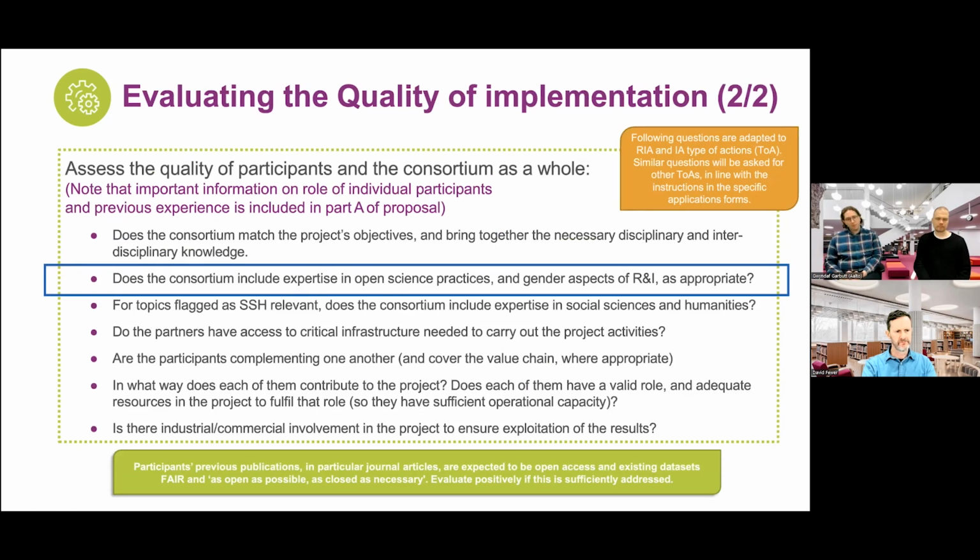Then in the section on the quality of the implementation, section 3, there's a piece about assessing the quality of the participants and the consortium as a whole. Now, this section is addressing the capacity of the consortium to carry out the project. So it's interested in research expertise and infrastructures and how the consortium achieves everything. But in addition, or as part of that rather, there is a point where they want to see that the consortium has the expertise in open science practices and in the gender aspects of research and innovation that are appropriate to the actions that have been described in the project. So if you're going to say in your excellence section that you're engaging in citizen science, in implementation, you need to make sure that it's clear which member of the consortium has that expertise.